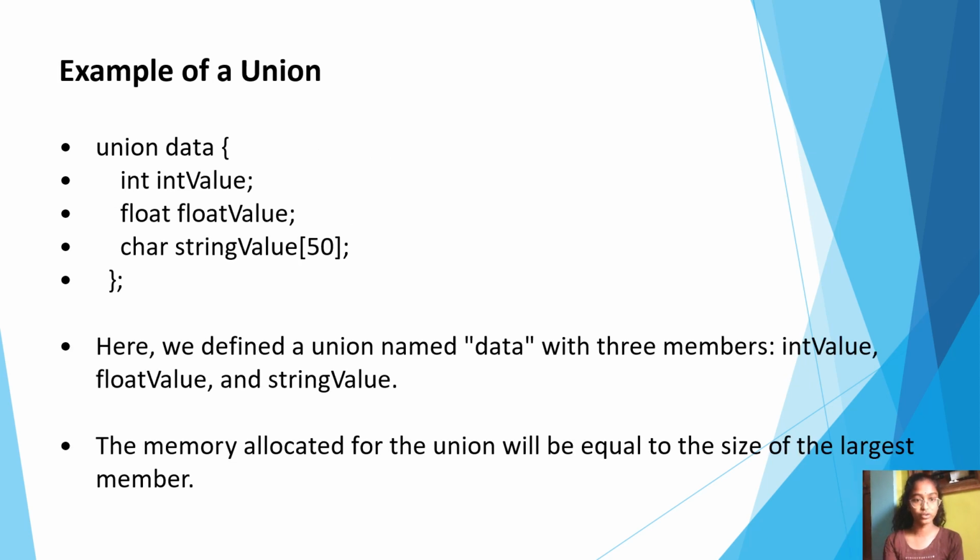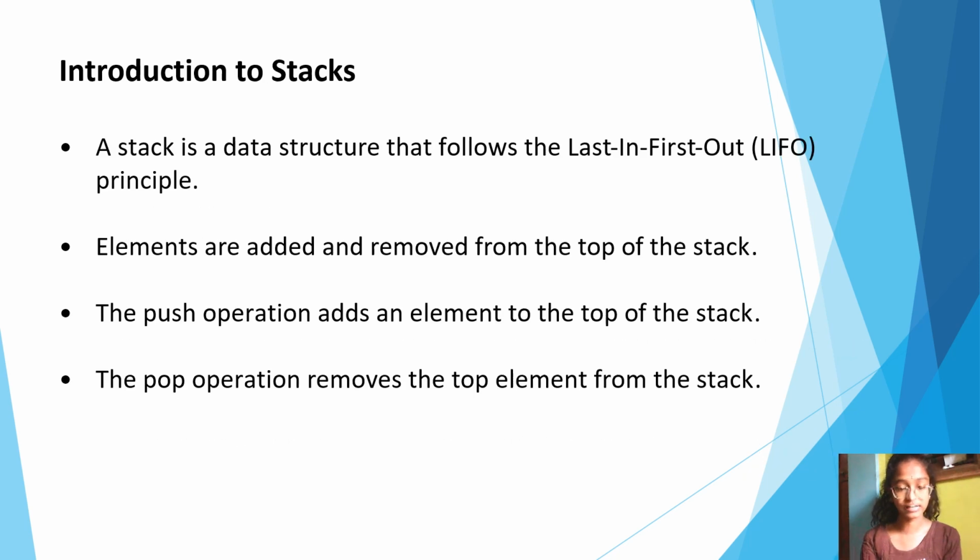Example of union: union Data, int value, float value, char string_value[50], semicolon, close curly bracket, semicolon. Here we define a union named Data with three members: int value, float value and the string value. The memory allocated for the union will be equal to the size of the largest member. And next, let us see the introduction to stacks.